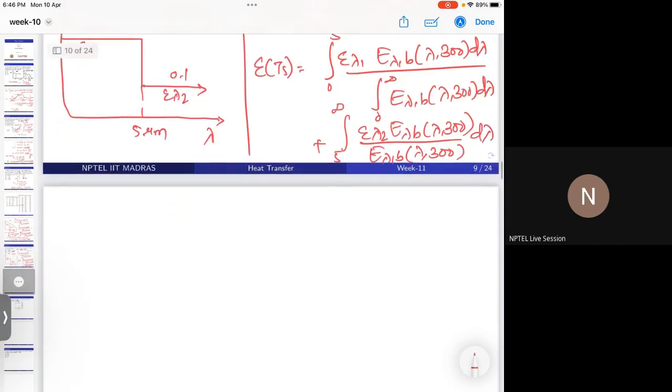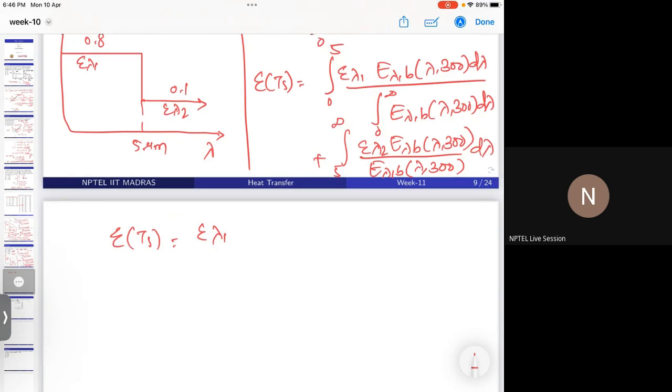Okay, so as it is the same, for this interval E lambda 1 and E lambda 2 are constant, so we can take them outside. So E lambda 1 times, what is this function? That is the black body radiation function, F0 to lambda 1, plus E lambda 2 times 1 minus F0 to lambda 1. So what you need to find out is F, the black body radiation function, from 0 to lambda 1.